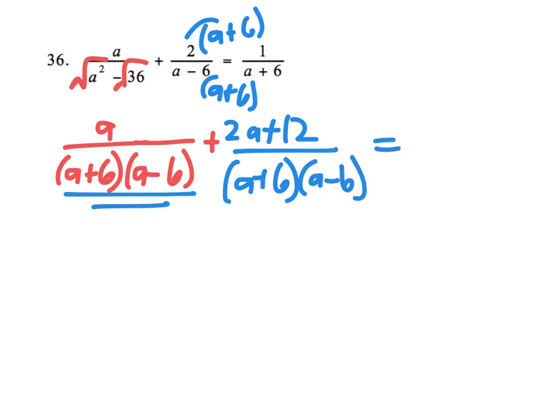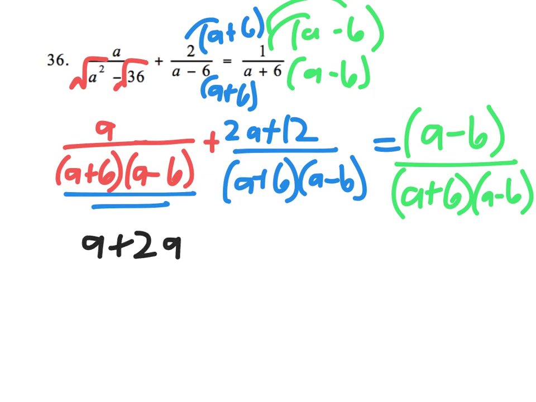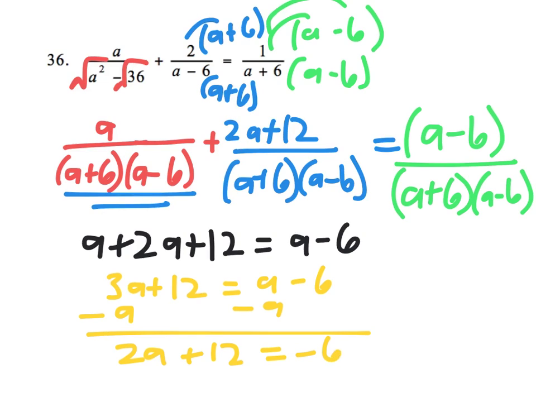And then for the last one, we have to multiply by a minus 6 over a minus 6. And when I do that, we're going to get a minus 6. We really had a 1 we distributed. Over a plus 6 times a minus 6. Again, at this point, I don't care about my denominators, so I have a plus 2a plus 12 equals a minus 6. On the left side, we really have 3a plus 12 equals a minus 6. To get rid of an a, we're going to subtract a from both sides. We have 2a plus 12 equals negative 6.